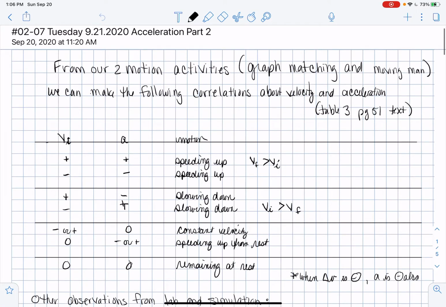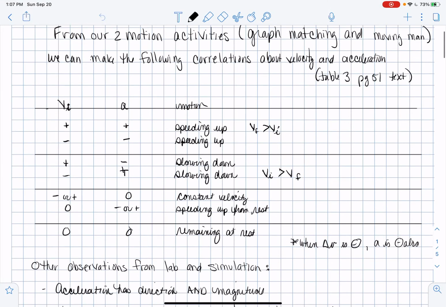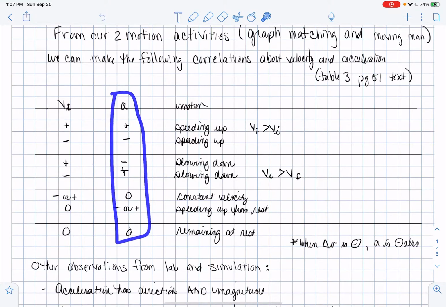In this table, that's actually Table 3 from page 51 in your text, you can correlate what we learned in our two motion activities, the graph matching and the moving man. You can correlate the things that we saw there with motion about velocity and acceleration. So you can see that we have one column that looks at the initial velocity, what's happening with that, another that looks at the acceleration, and then the last column describes the motion. This should agree with the graphs that you have done on your graph matching and on your moving man simulation.